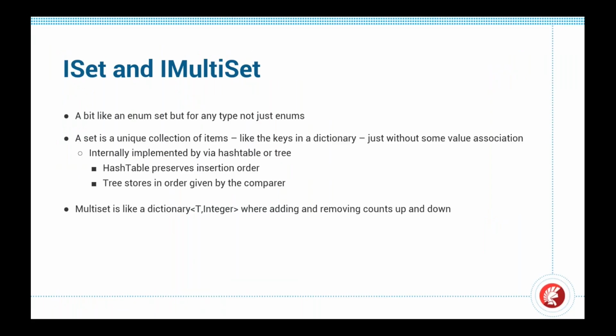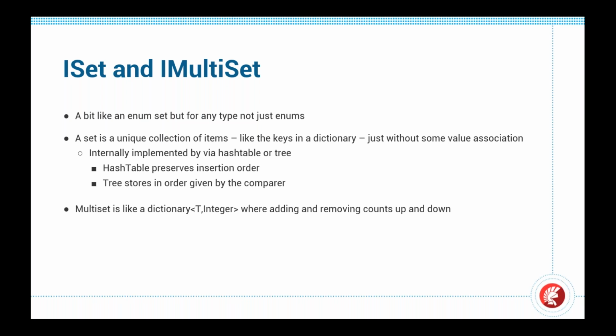I mentioned set already, which is like an enum set, but not just for enums, but for any type. Think of it as a dictionary where you don't care about the value, you just care about the uniqueness of the value you put in there. So there are hash table based sets, and they preserve insertion order, in contrast to the RTL dictionary, which does not preserve the insertion order. And then there's a tree implementation, which stores the items in an order given by the comparer that I'm passing, or actually the default comparer if I don't pass anything.